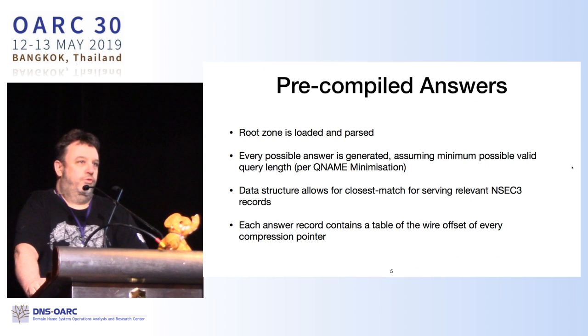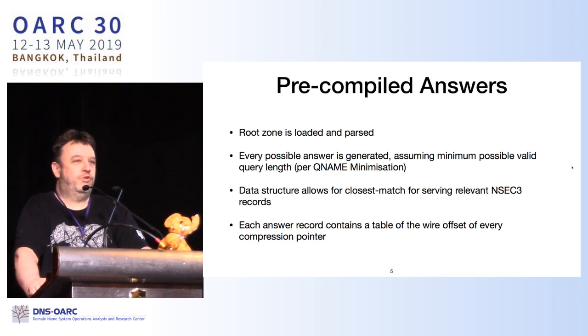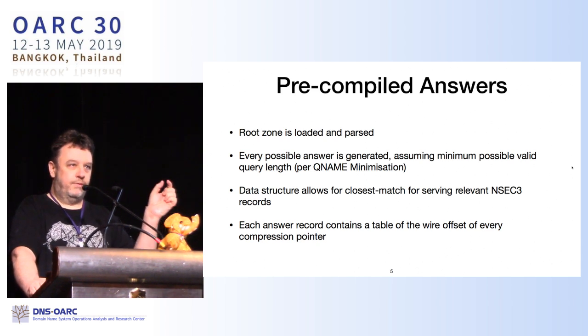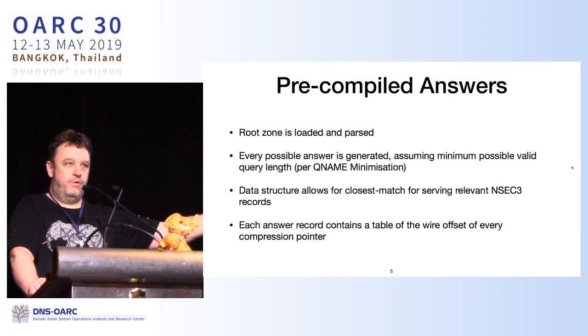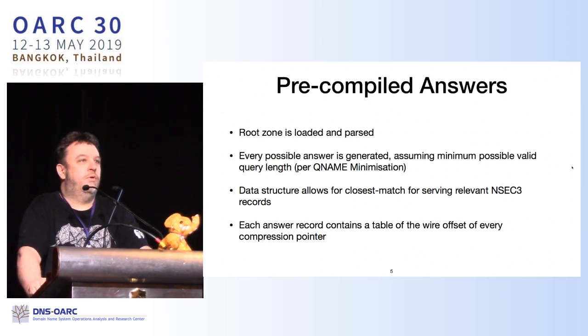So what I do is, say for example, if it's a query for something.uk, when I'm building the answer for UK dot, I assume that the smallest possible minimized query, in this case it'd be 4, so you'd have 0 to prefix length, UK, 00 for the root label. So I assume that that's the absolute minimum length of the query that's going to be coming in, and that's the default compression offset.